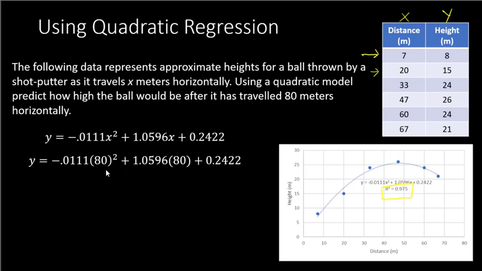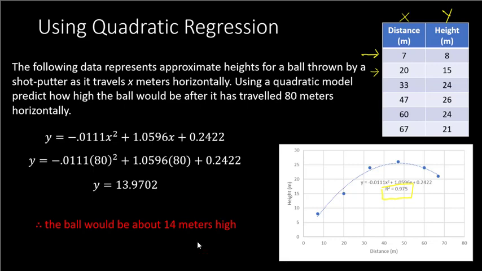So if you do the calculations here, you can type it into your calculator, and your answer is going to be 13.9702. You round that to the nearest whole number, that would be 14. So what that means is that your height would be about 14 meters if the ball has traveled 80 meters horizontally.